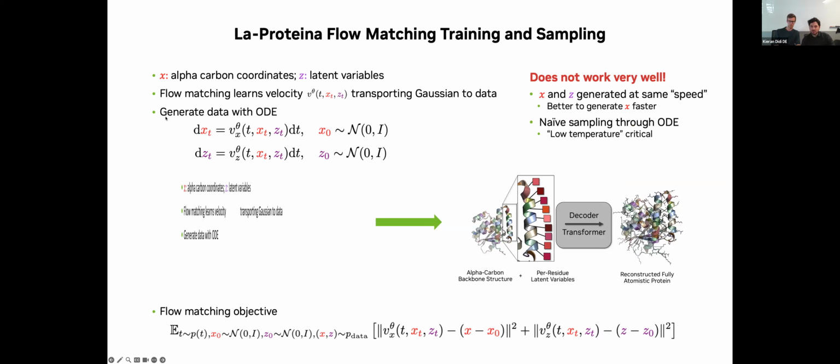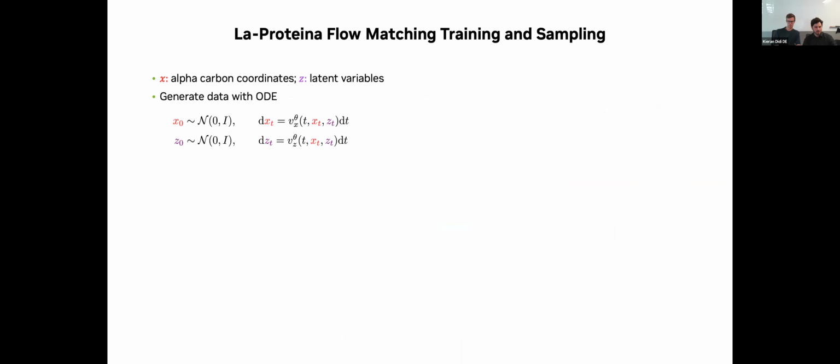Also, this naive sampling using this ODE doesn't work as well either. A technique typically known as low temperature sampling is critical for good performance, at least to get good metrics. In this slide that comes up now, I'll explain how we address these two things. This is what we have: the alpha carbons, the latent variables, the naive ODE sampling.